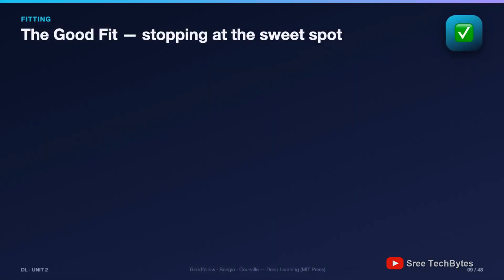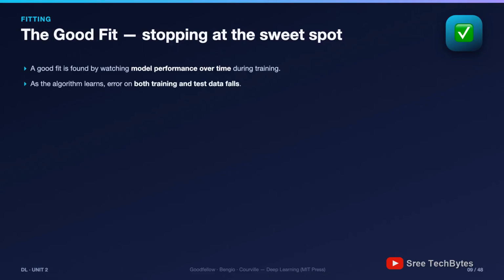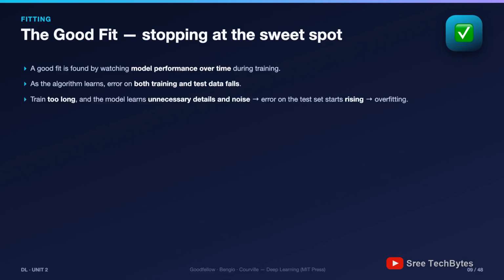Between the two failures lives the target, the good fit. And finding it is beautifully practical. Watch the model's error over time as it trains. In the beginning, error falls on both the training data and the test data. The model is learning genuine patterns. But if you train too long, the model starts learning the noise, and while training error keeps falling, test error turns around and starts rising. That turning point is the sweet spot. The rule: stop training just before the validation error starts to increase.